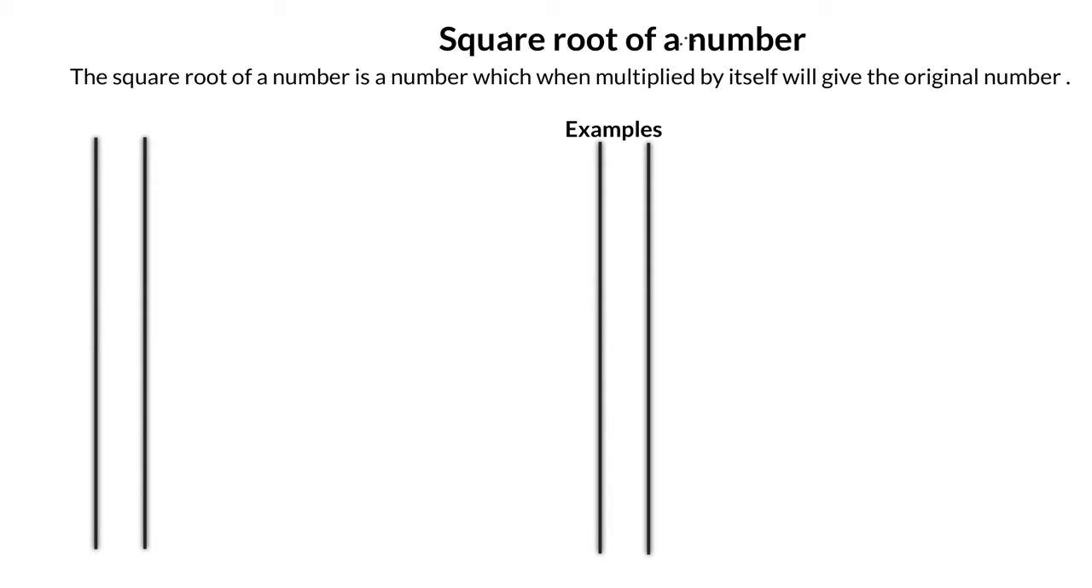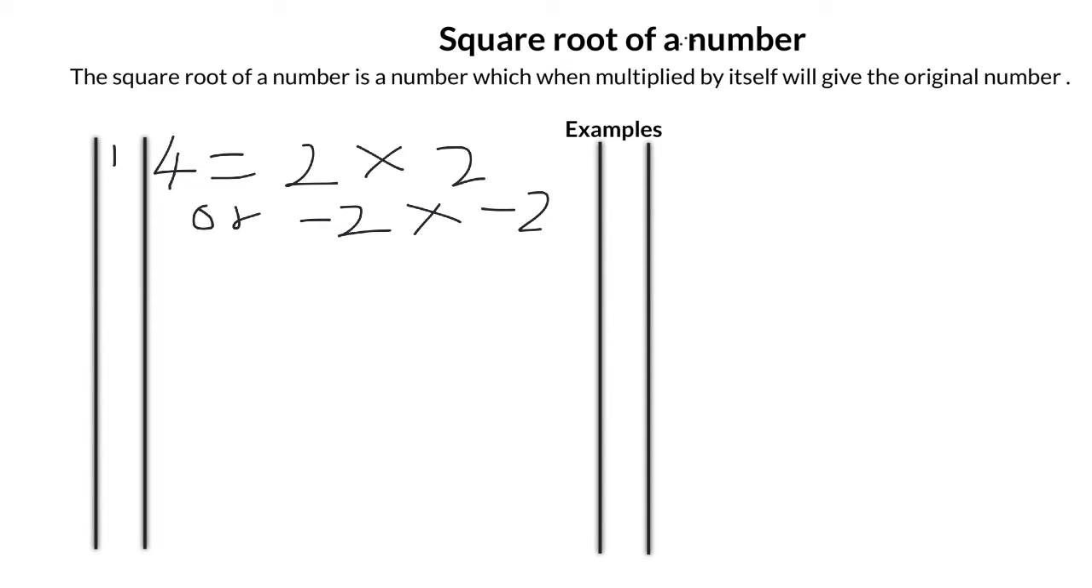Square root of a number. The square root of a number is another number which, when multiplied by itself, will give the original number. Examples. Number 1. 4 is equal to 2 times 2, or minus 2 times minus 2. Therefore, square root of 4 is equal to plus 2 or minus 2.